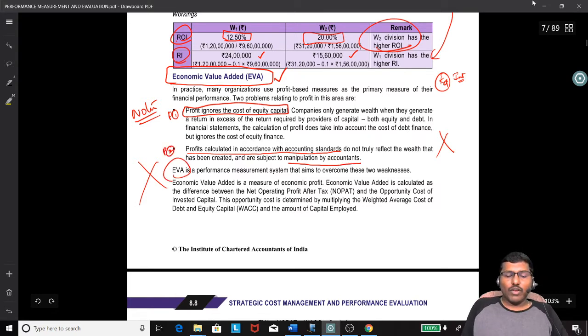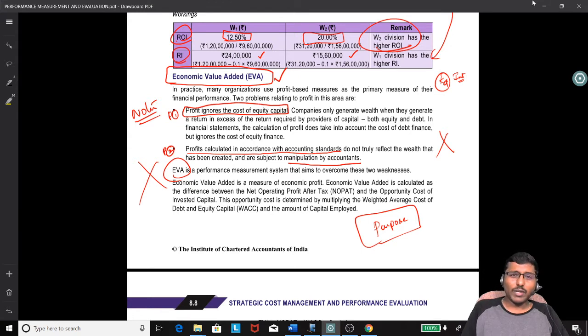Now, economic value added basically it tries to overcome these two problems. This is the first clarity you need to have with respect to this particular concept. Why? Because always you need to understand the purpose of any concept that has come into picture eventually. You got it? So again I'll repeat. Basically we have two problems, and to solve those two problems, EVA has come into picture. What are those two problems?